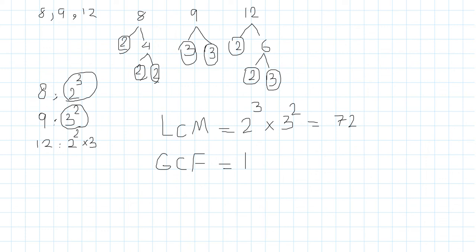So now we can show it: between the numbers 8, 9 and 12, the LCM is 72 and the GCF is 1.